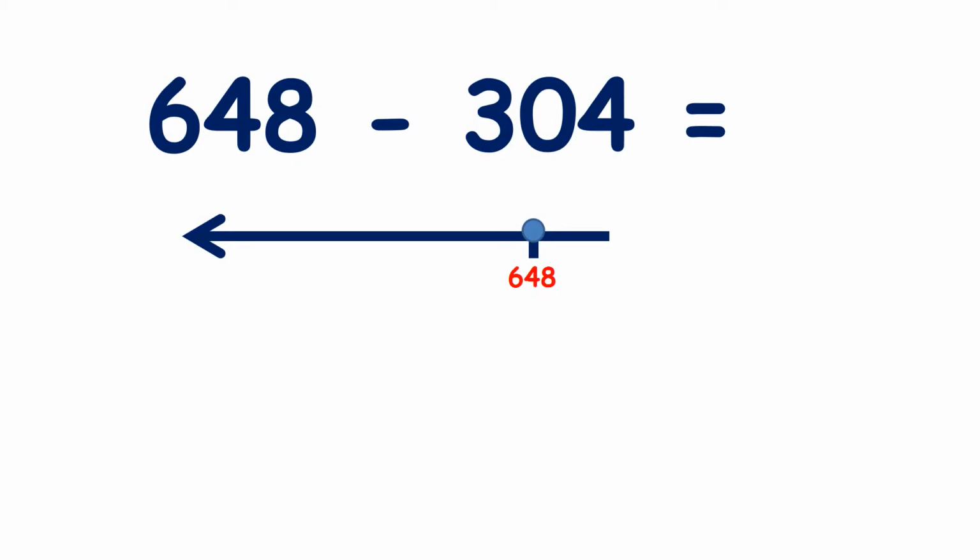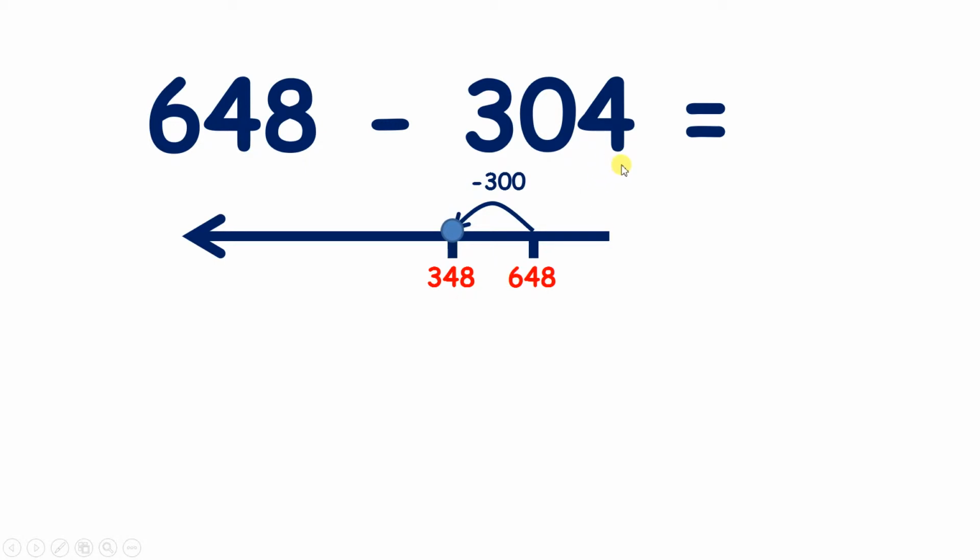We have 648 subtract 304. So we need to subtract 3 hundreds and 4 units. So if we start with 6 hundreds and we subtract 3 hundreds, that leaves us with 3 hundreds because 6 minus 3 is 3. And we still have the 48 we started with, so we have 348.